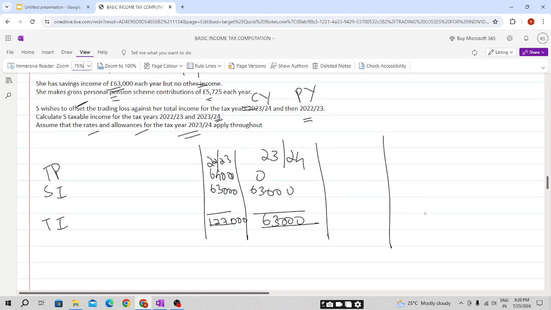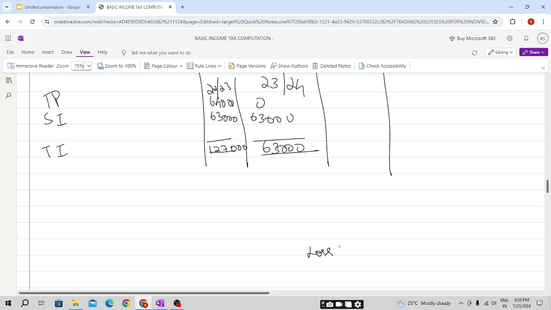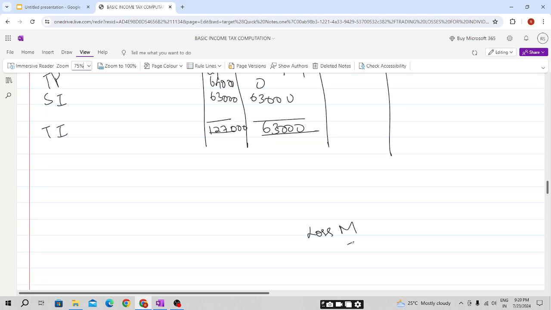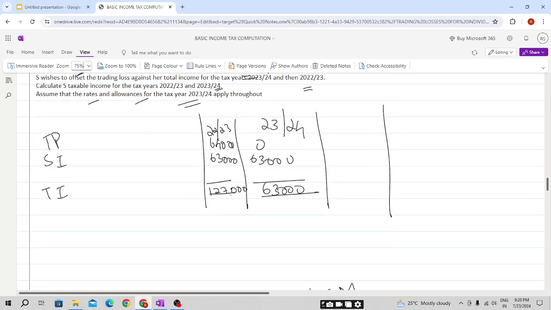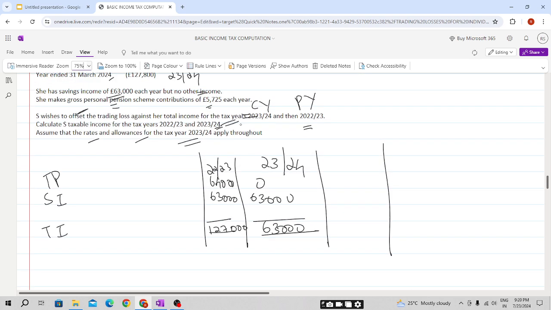Now we need to draw the loss memorandum first. Loss memorandum, that is trading losses in the year of 23-24 of 127,800. Now as it has already been mentioned that she will offset it against the total income of tax year 23-24 and then 22-23.